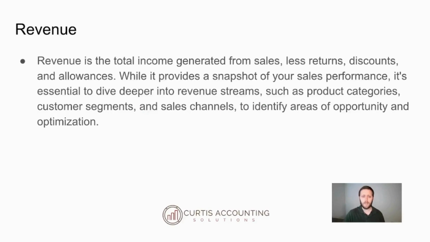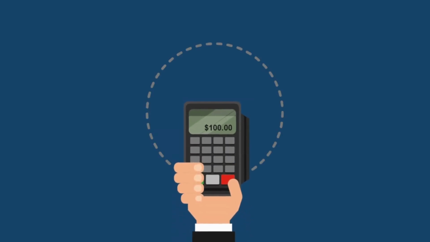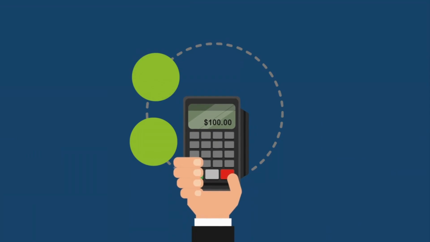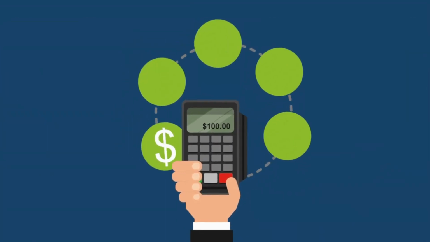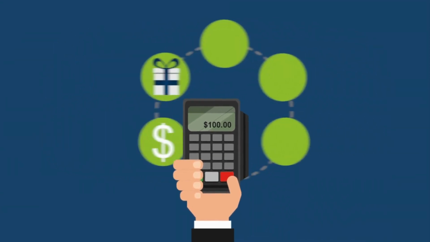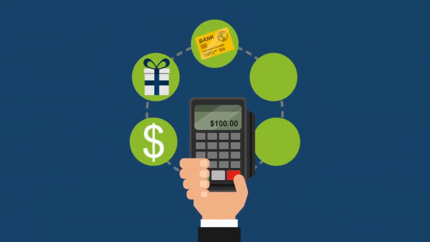The first metric is revenue. Revenue is the total income generated from sales, less any returns, discounts, and allowances. While it provides a snapshot of your sales performance, it's essential to dive deeper into your revenue streams, such as product categories, customer segments, and sales channels, to really identify areas of opportunity and optimization.